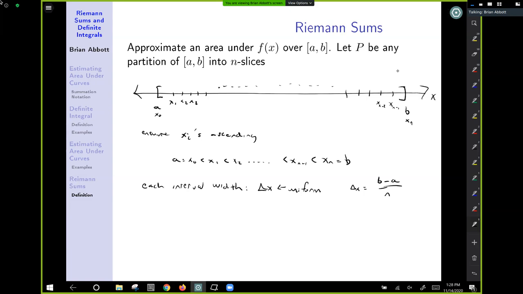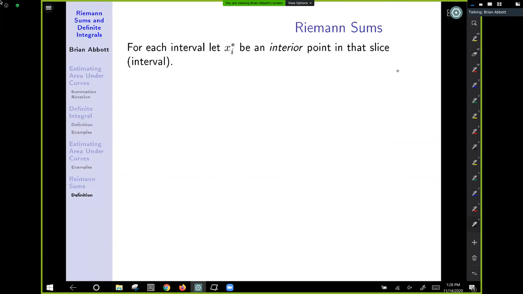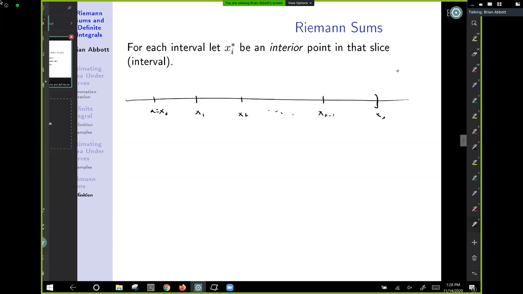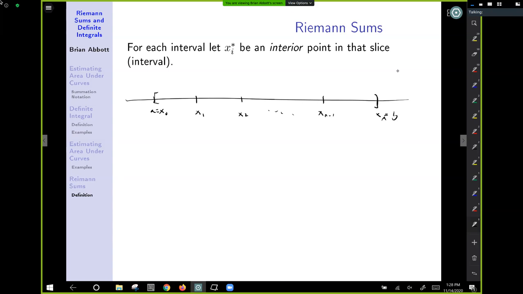Okay, so now we've got this, and I'm going to draw it again, but a little bit bigger. For each interval, you've got your x-axis here, and you've got a equals x0, and then x1, and then x2, dot, dot, dot, all the way up to x_{n-1}, and then x_n, which is our end point of b. Now for each interval there, you take an interior point. Let's call this the first interval, x0 star be that point, and then over here between x1 and x2, x1 star be another point. You're going to do that for every single one in the middle too, and then over here on the last, grab a point inside of there and let that be x_{n-1} star.